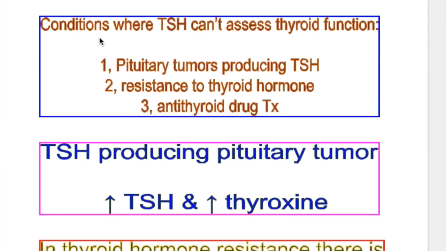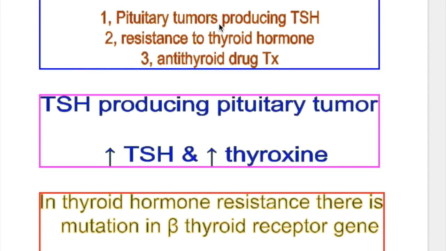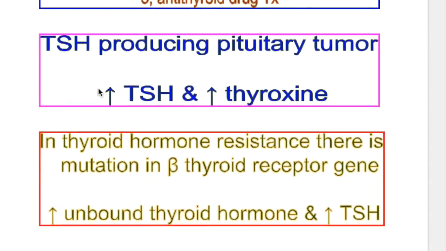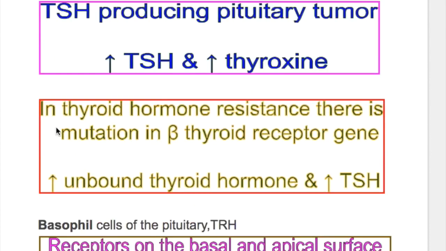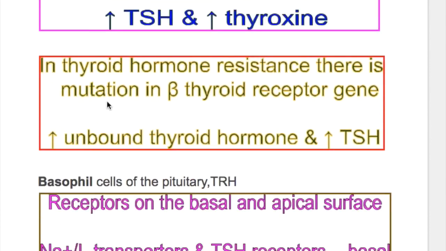Three conditions where TSH cannot assess thyroid function are: number 1, pituitary tumor producing TSH; number 2, if there is resistance to thyroid hormone; and number 3, treatment with anti-thyroid drugs. In the TSH producing pituitary tumor, there is increased TSH and increased thyroxine. How about thyroid hormone resistance? In thyroid hormone resistance, there is mutation in the beta thyroid receptor gene. In that case, both unbound thyroid hormone and TSH are increased.